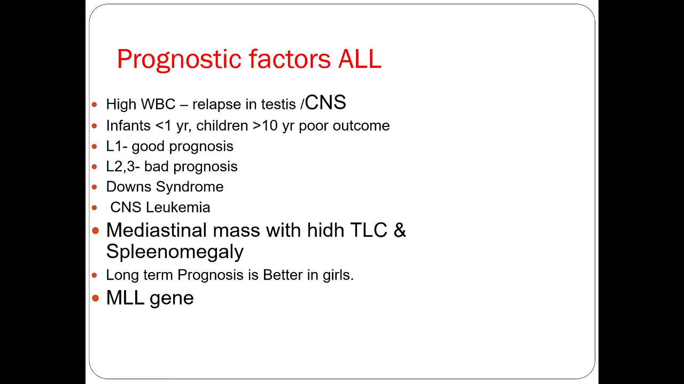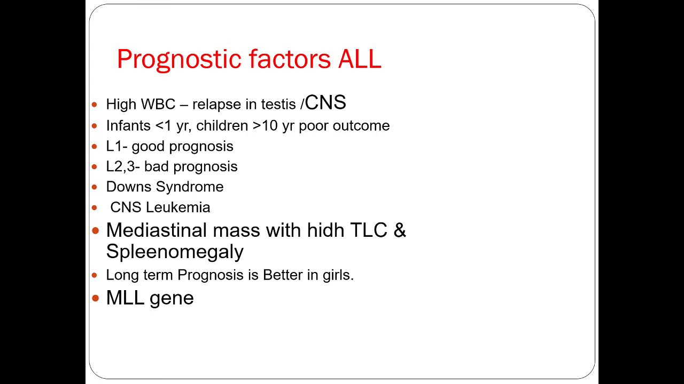Prognostic factor for the ALL, high WBC count. High WBC count causes the relapse in testes and CNS having bad prognosis. Infants less than 1 year and children more than 10 year poor outcome. L1 have a good prognosis, L2 and L3 having bad prognosis.